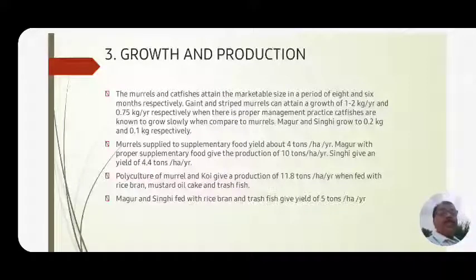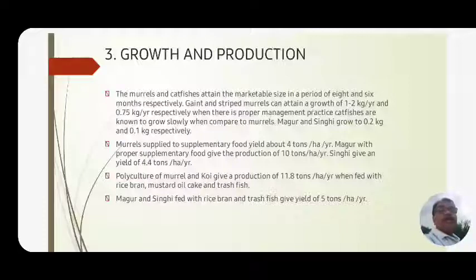Polyculture of murrel and koi gives a production of 11.8 tons. When polyculture is done for the koi, that is the anabas, and the murrel, when anabas and murrel are cultured together, its production is near about 11.8 tons per hectare per year.